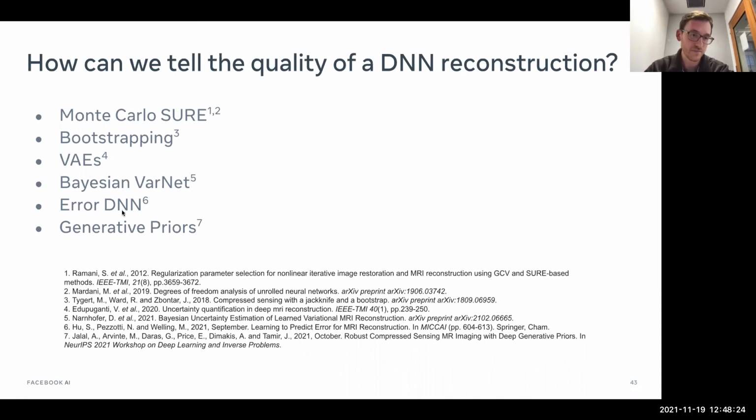And this was a paper I saw recently. I think they just had an error deep neural network. They got reconstructions in zero field and just used that to estimate the error. So I think all this research is very interesting.